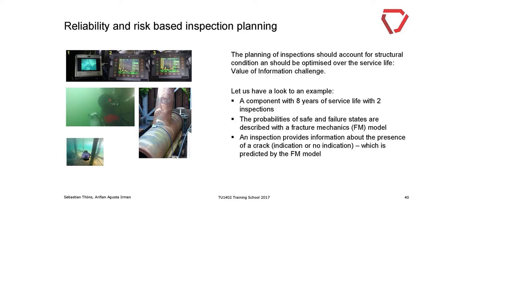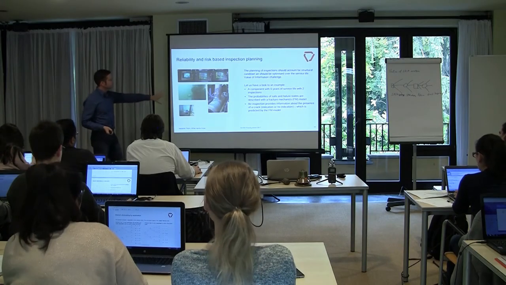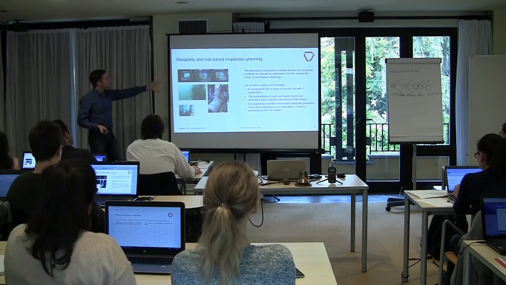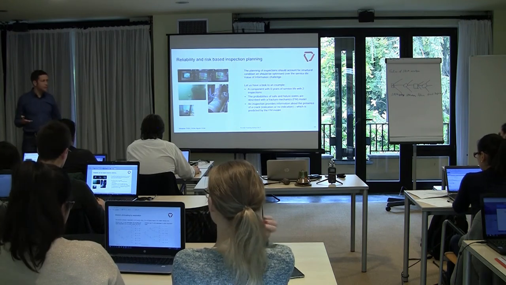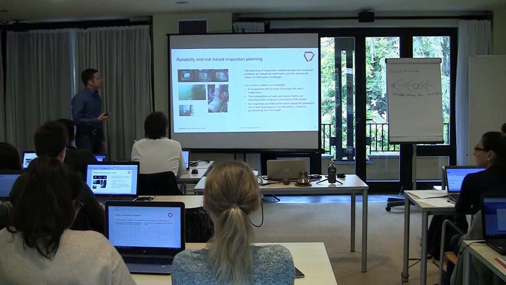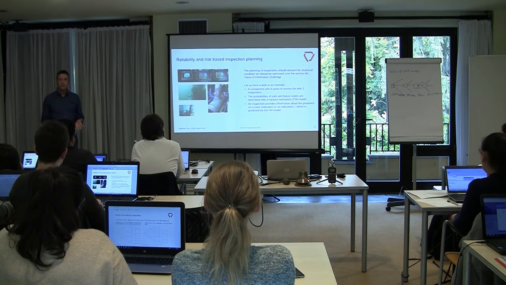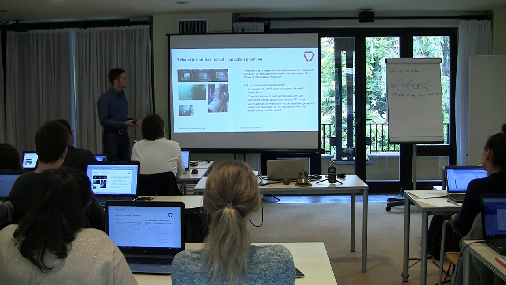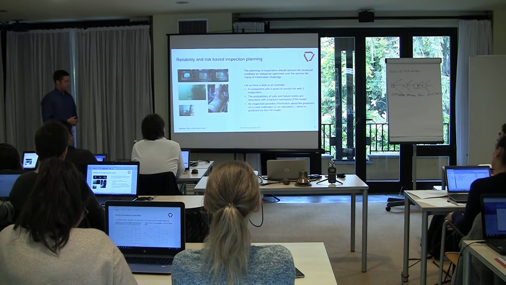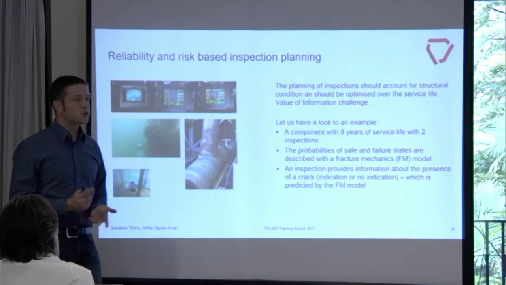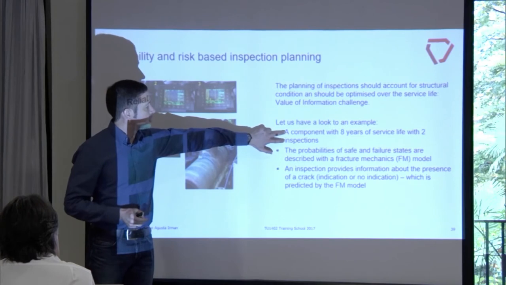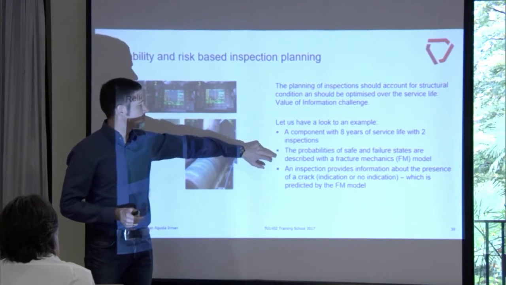Okay, let's talk a little bit about reliability and risk-based inspection planning from a decision analysis perspective. So we have been seeing these pictures yesterday. And the inspection planning is about that we do an inspection plan for a few decades, normally, and it is a pre-posterior decision analysis problem, and it can also be formulated as a value of information analysis, but here we look at it from the perspective of a pre-posterior decision analysis. And let's work through a decision tree for a component with 8 years of service life with two inspections.